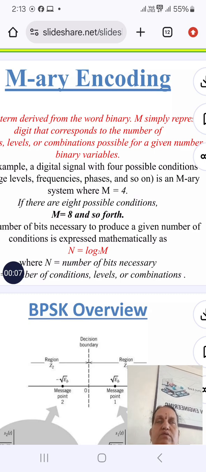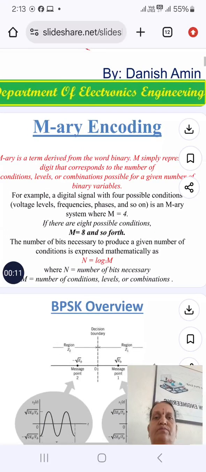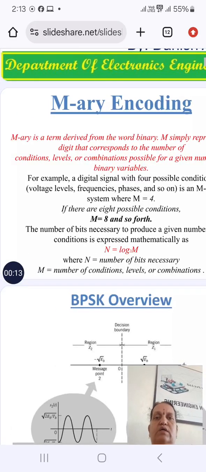Very good afternoon, students. This is regarding digital communication systems and encoding techniques for MRA signals.